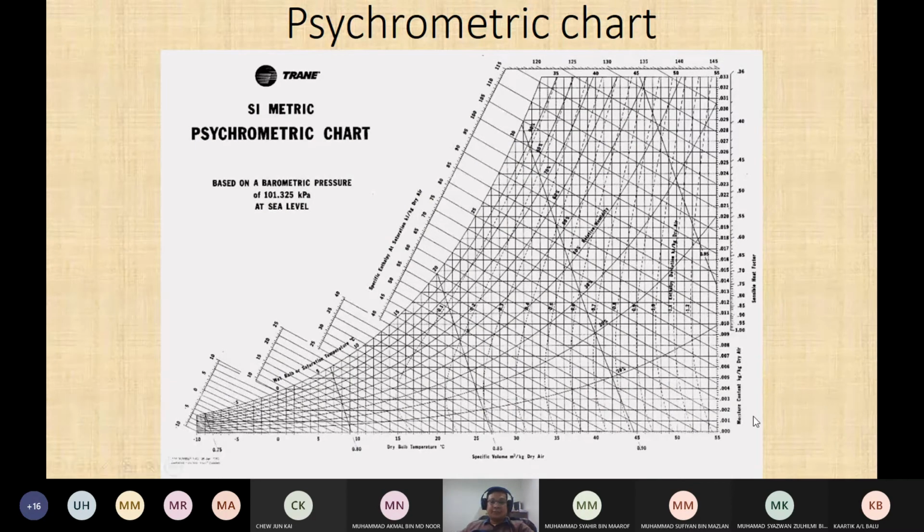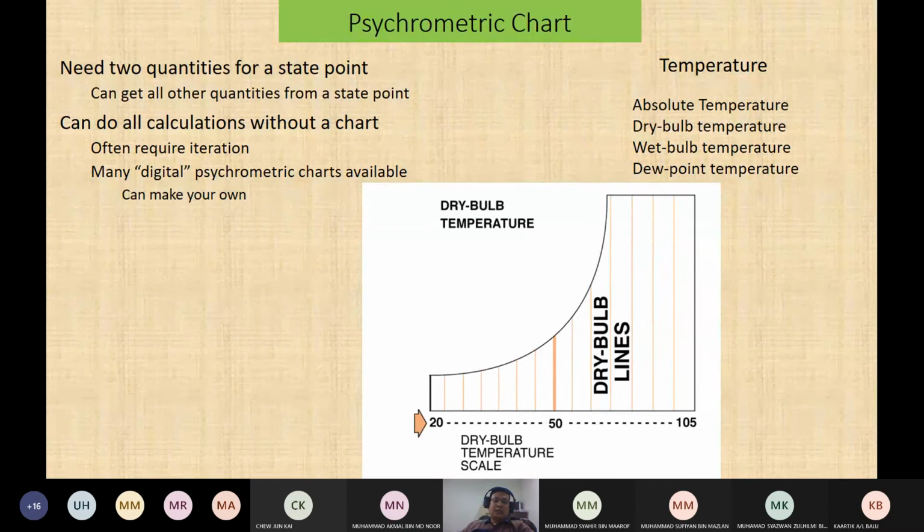We have so many lines here, so many lines. So we learn one by one to determine the condition of our room, which should be considered in the comfort zone. We go first with the vertical lines, exactly vertical, 90 degrees. This line gives the dry bulb.